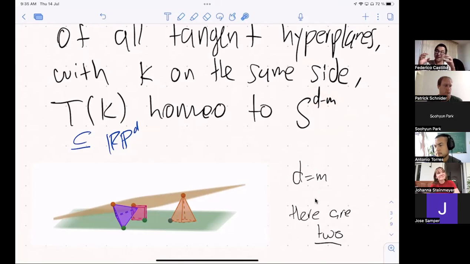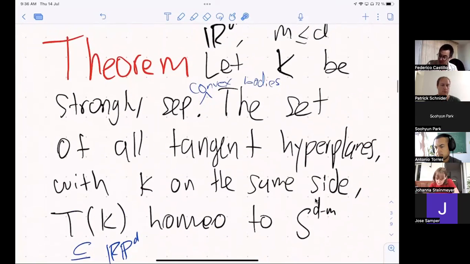This thing is saying that it will be like an S1. It makes sense. If you have two convex bodies, the tangents are going to be surrounding. Okay, that makes also intuitive sense. And this should be true for two convex bodies in any dimension. So this is the general theorem.